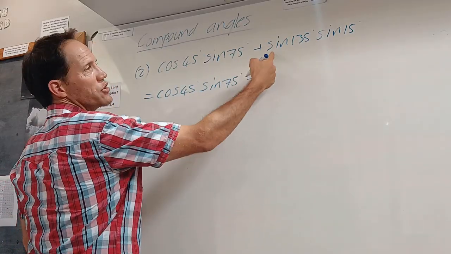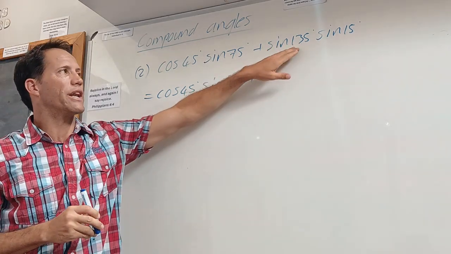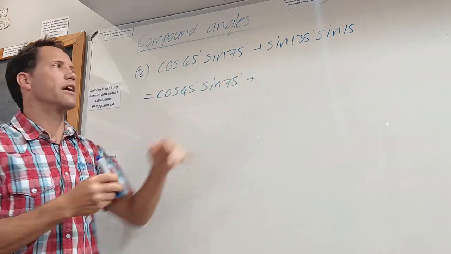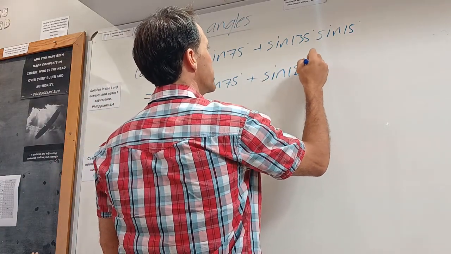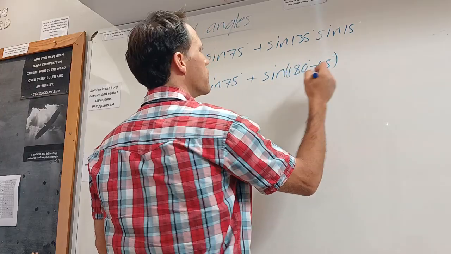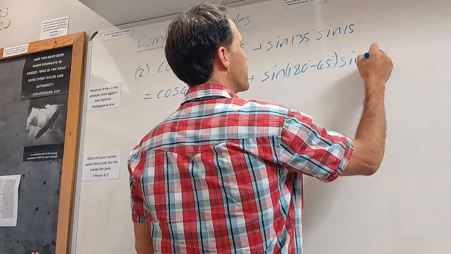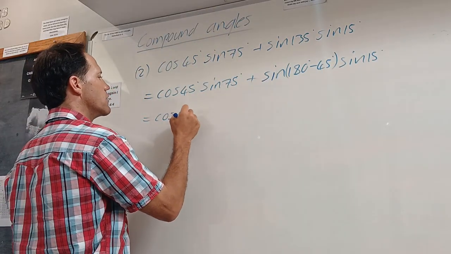But we definitely have to change this one, 135. We've got to change that one. So we're going to make it 180 minus 45. Okay? So we just changed this one for now. 180 minus 45. And then this one, let's leave it like this, sine 15. Let's first see what happens.